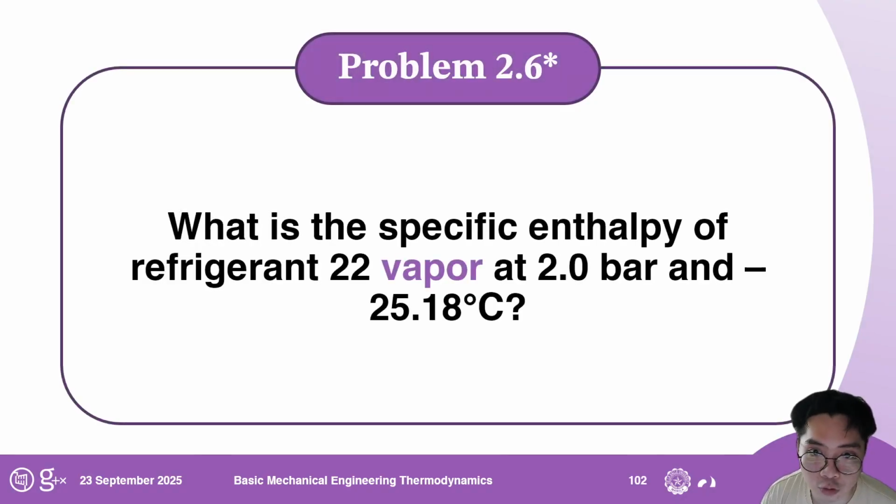And so now, we go back to our original question, our problem 2.6, which I will now revise. I will say, what is the specific enthalpy of refrigerant 22 vapor? Now we understand, okay.